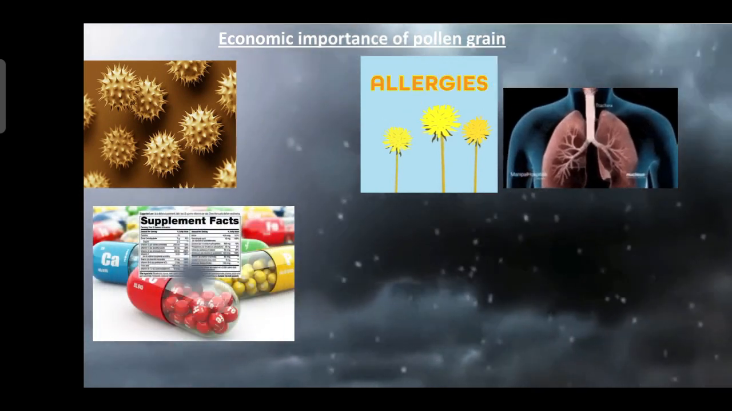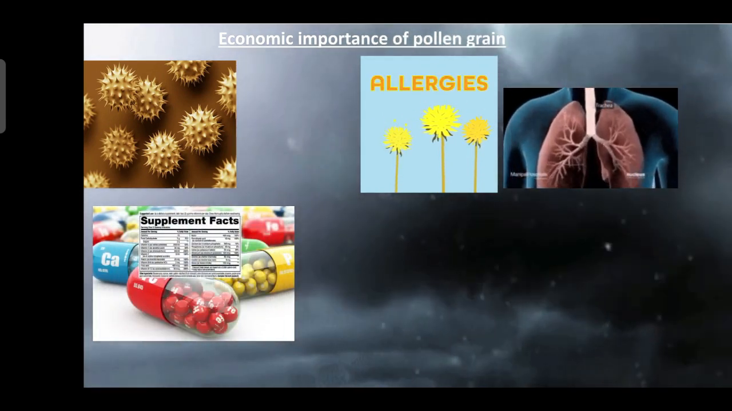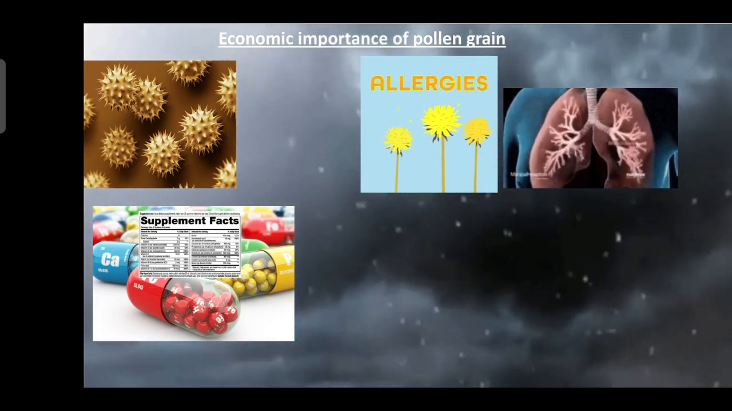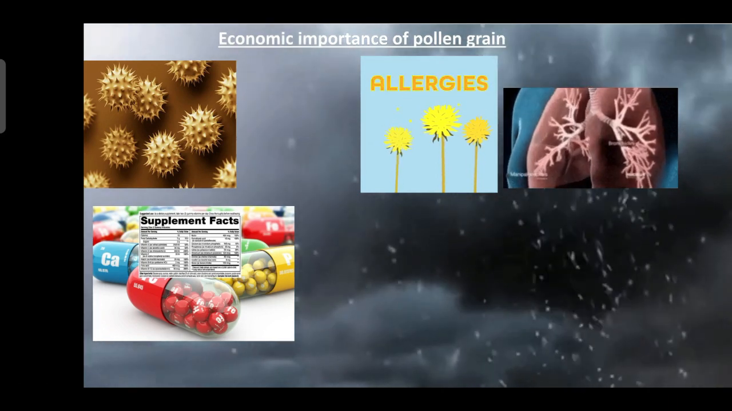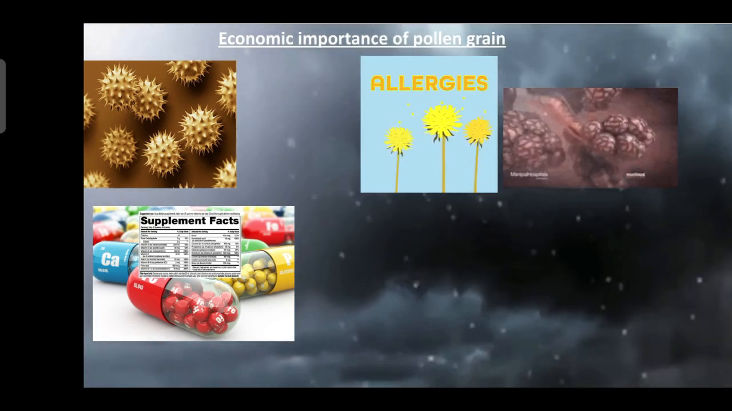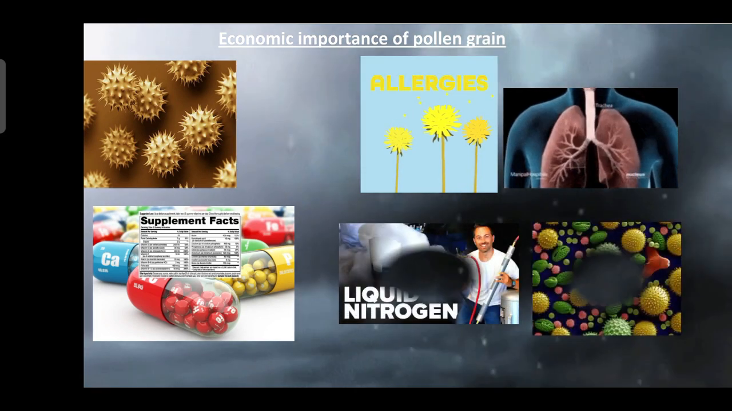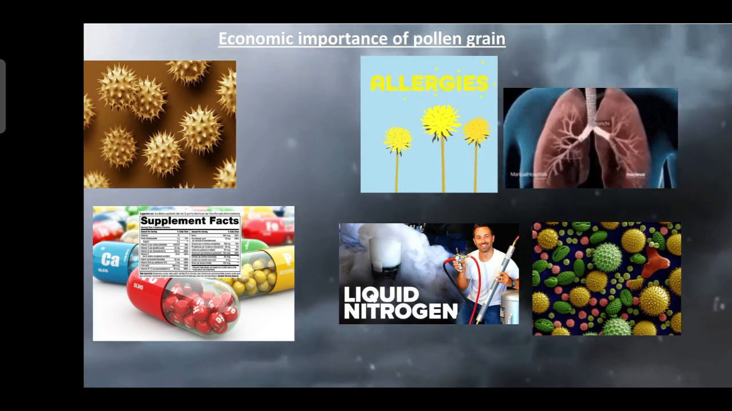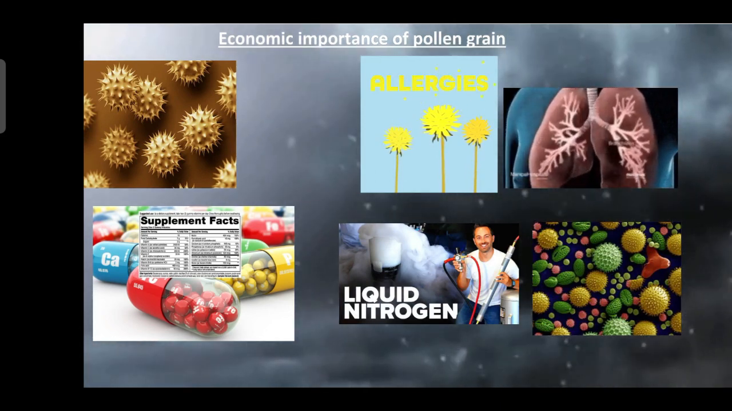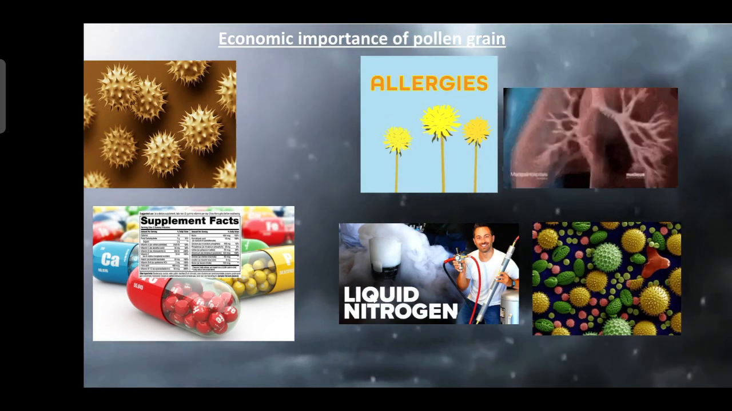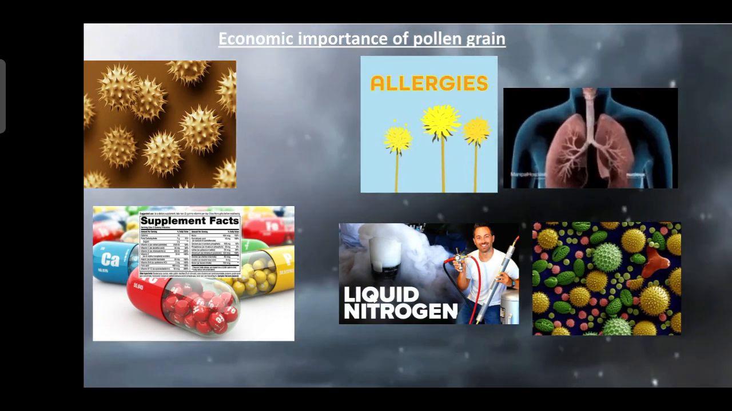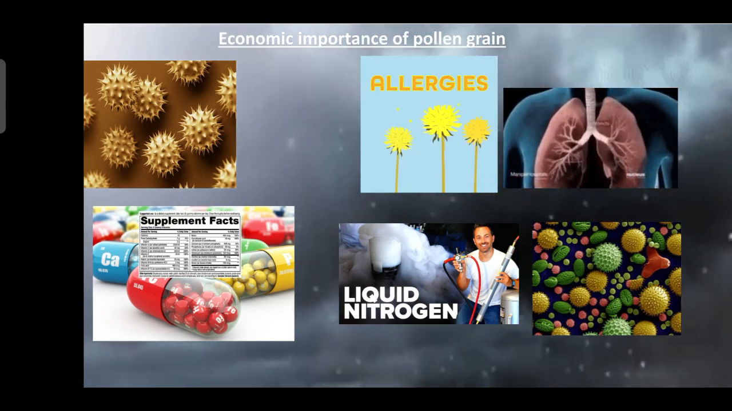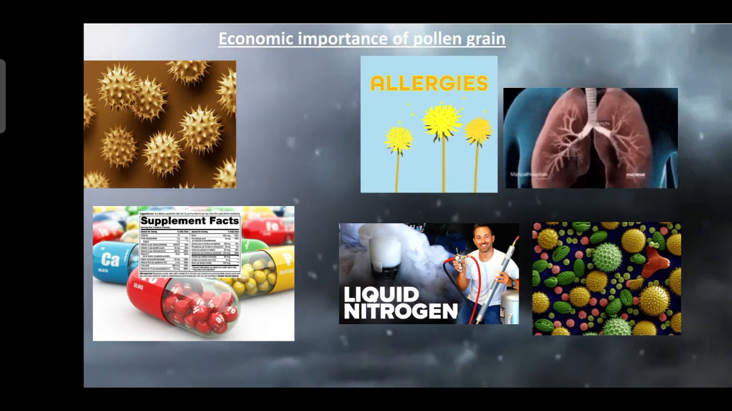And number two, since they are rich in nutrients, they can be used as tablets and syrup as a food supplement. And number three, the pollen viability. The pollen viability depends on the temperature and humidity. For example, the pollen grains of rice are viable only for 30 minutes. But the pollen grains of the tomato plant are viable for a month.